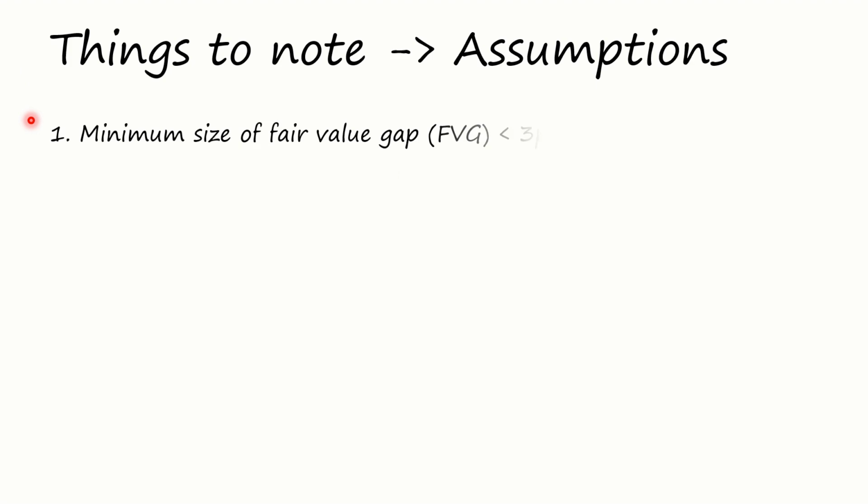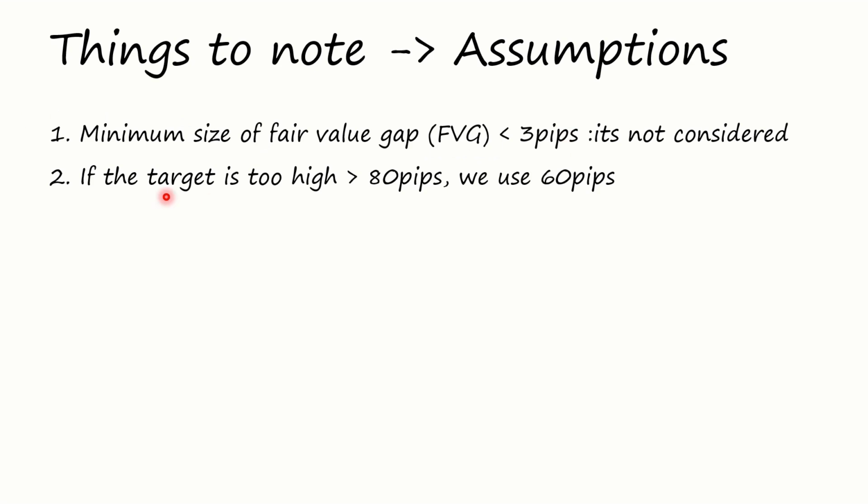for this strategy. So the first thing, the minimum size of the fair value gap was not stated. So there are some fair value gaps that were found that were very small. It didn't make sense to me to include them. So I used a minimum of 3 pips. If the fair value gap is less than 3 pips, then it wasn't considered. The next thing is if the target was too high. Considering we're trading on the 5-minute time frame, a target of 100 pips, 200 pips sounds unrealistic. So any trade that had a higher target than 80 pips, we reduced it to 60 pips.